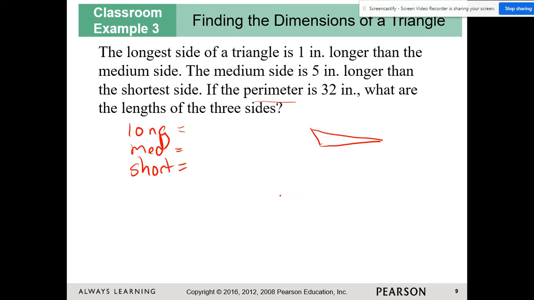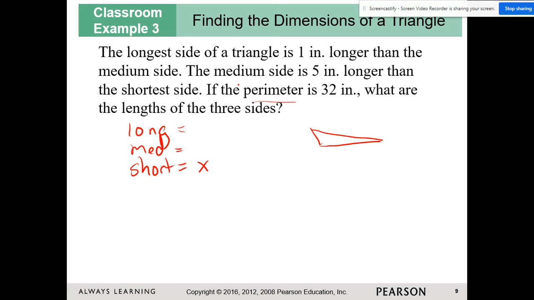Okay, one of these is not described. So this one says long is something or other. Medium is something or other. So the one that's not described is the shortest side. I prefer not to use the variable s for short because my s's look an awful lot like my 5s. So I'm going to use x instead. You can use any variable you like.